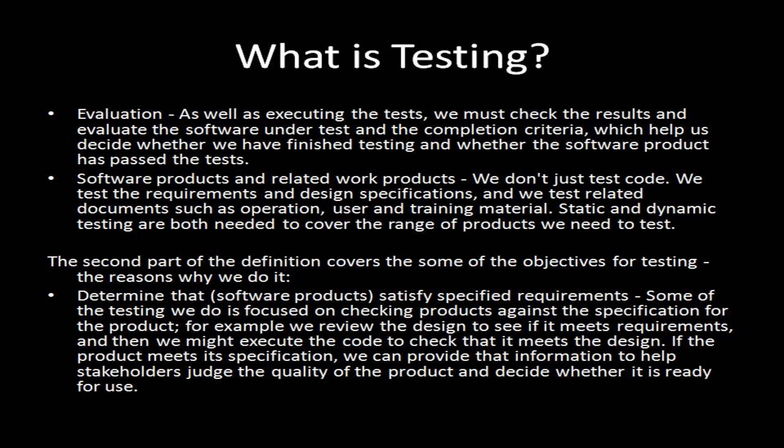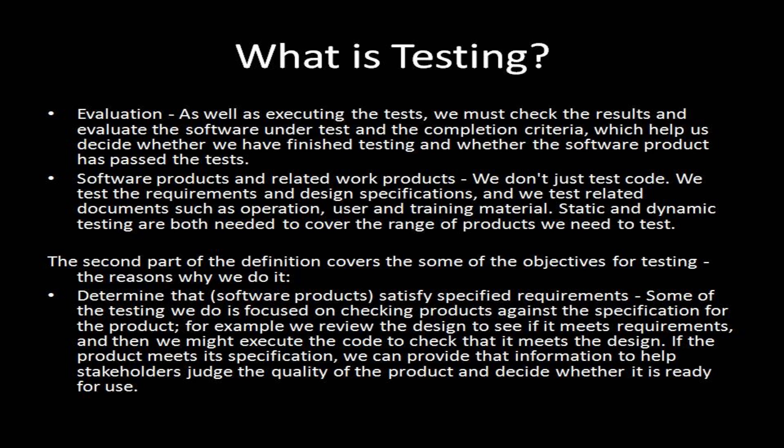Evaluation. As well as executing the tests, we must check the results and evaluate the software under test and the completion criteria, which help us decide whether we have finished testing and whether the software product has passed the tests. Software products and related work products. We don't just test code. We test the requirements and design specifications, and we test related documents such as operation, user, and training material.